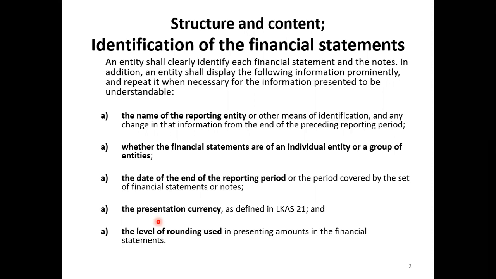The level of rounding used in presenting amounts in the financial statement. Some companies hide three zeros, it's in thousands, right? For 20,000, they put only 20, and they will hide three zeros. Some companies will hide six zeros, it's in millions. Some companies hide nine zeros, billions. Some companies will hide 12 zeros.